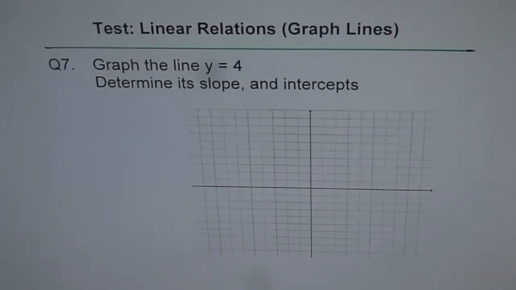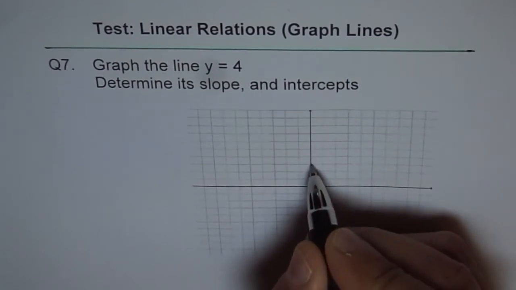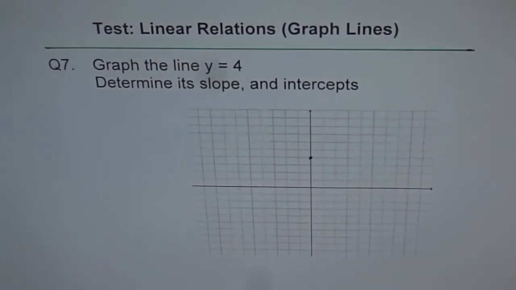Now, I've seen students struggling while graphing this kind of line. Some think y equals 4 is a point, so they'll do 1, 2, 3, 4 and put a point there. But let me tell you, y equals 4 is a line. Now if y equals 4 is a line, then how are we going to draw it? And what does it mean?